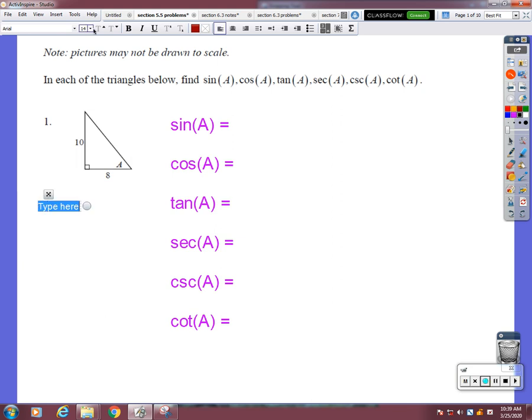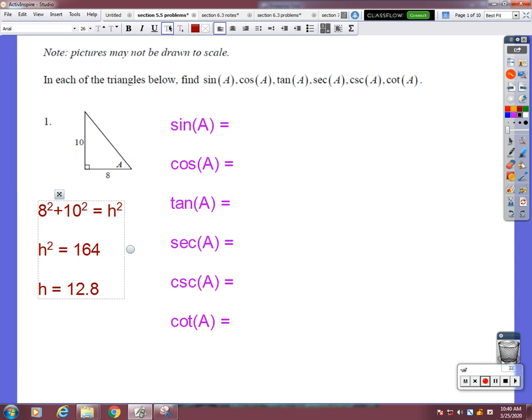So to do that, I am going to use the Pythagorean theorem. So 8 squared plus 10 squared equals the hypotenuse squared. So that means the hypotenuse squared is equal to 164, which means the hypotenuse equals the square root of 164, which is about 12.8.